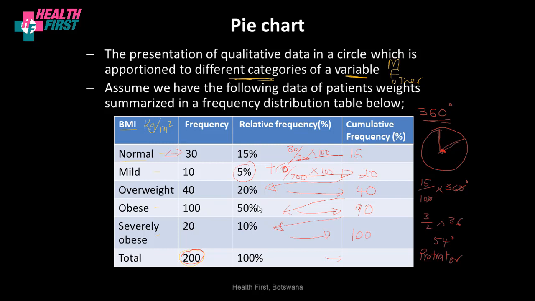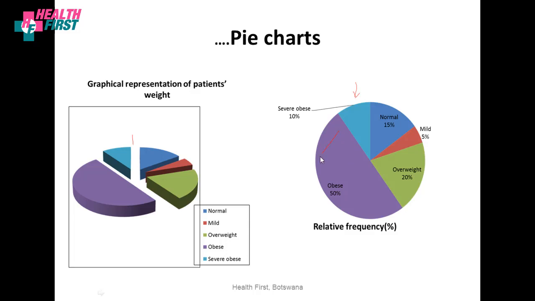So for instance, let's take 50%. This will be 50 over 100 of 360. 50% of 360 is easy, it's 180 degrees, which means the obese patients take half of the circle. And that's how we get such a pie chart. You can see that obesity has taken half. The angle is 180 degrees, the angle subtended by this category, obesity.